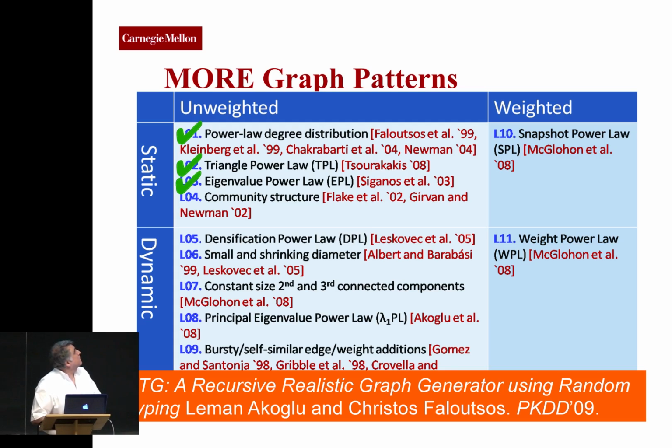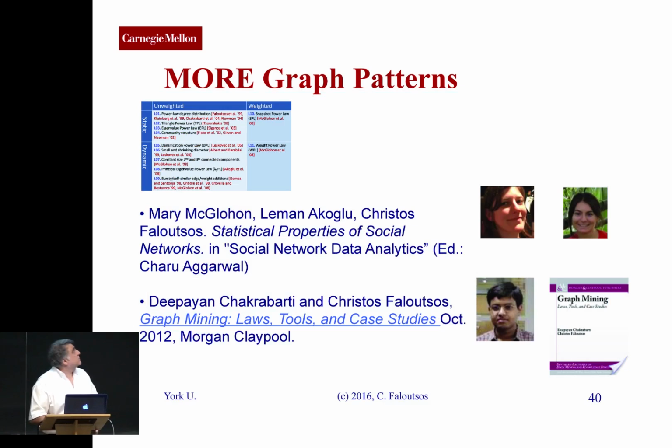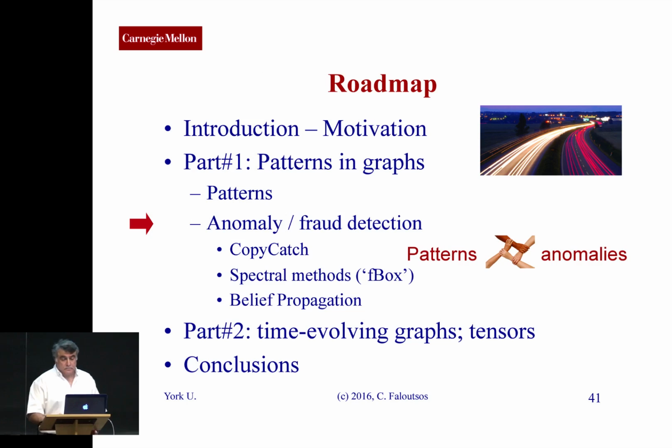Okay, so three patterns, and we have 11 total. That was 2009. Further analysis showed even more patterns, right? And we have a book which is available in every library, available for free in PDF, which has a few more patterns too. So let's see how we can do anomaly detection, right? We mentioned that patterns and anomalies go hand in hand.